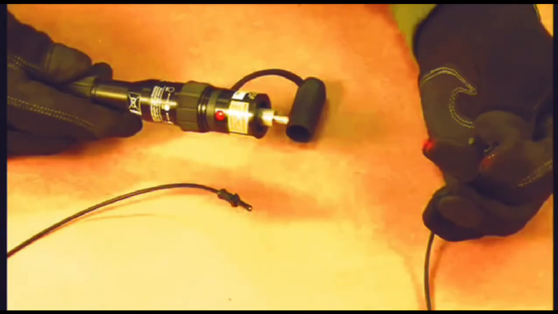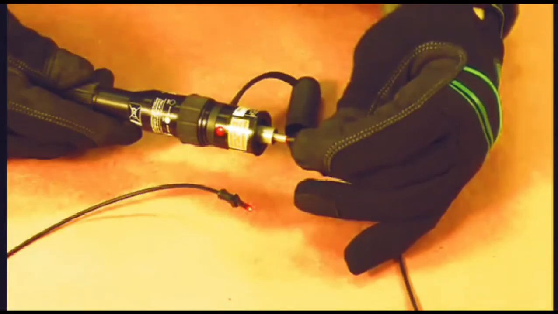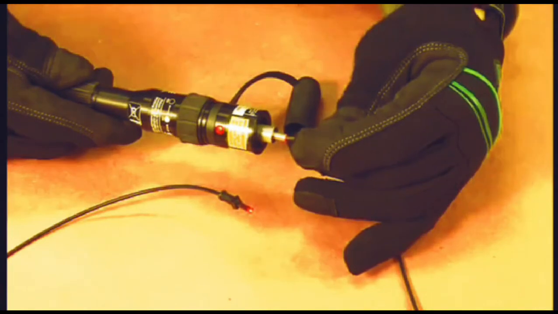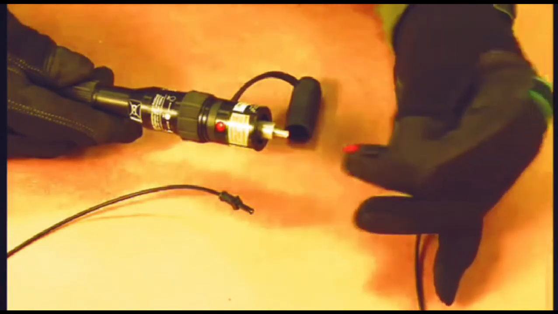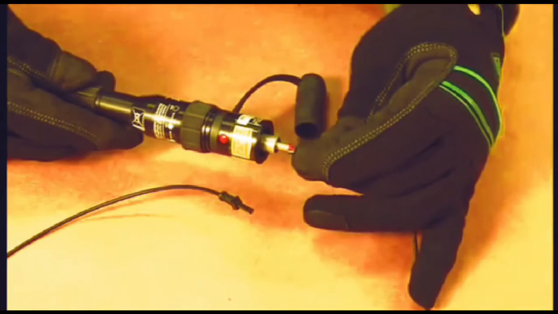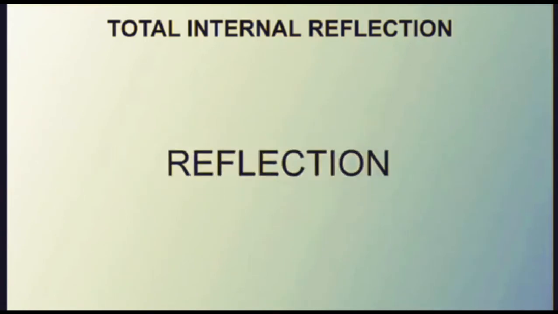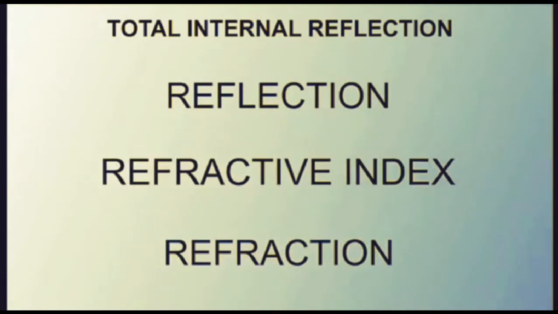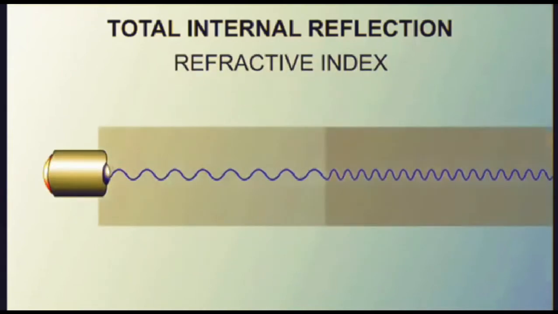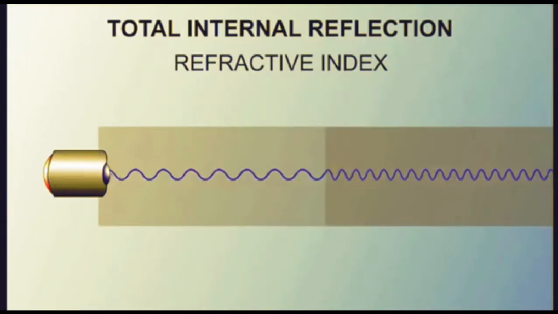The ability of a fiber optic strand to transmit data is based on the optical phenomenon of total internal reflection. Light waves have three primary properties that affect total internal reflection. These are reflection, refraction, and refractive index. Here we see a light wave as it propagates straight through two different mediums.